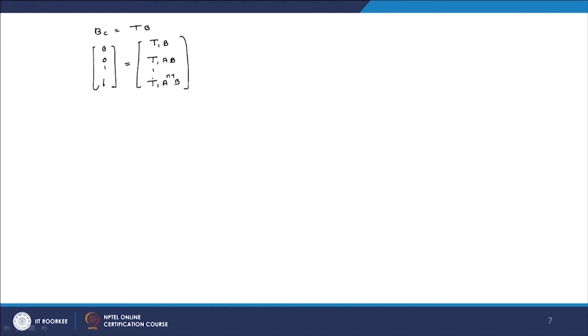Now, if you solve it, you will get T1 times B, AB, up to A raised to n minus 1 B, equal to 0 0 0 1, and hence T1 equals 0 0 1 times the inverse of B, AB, up to A raised to n minus 1 B.